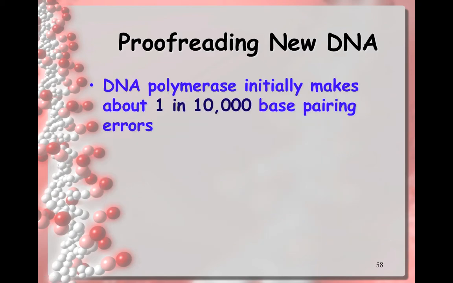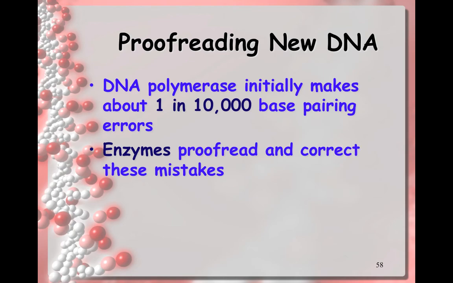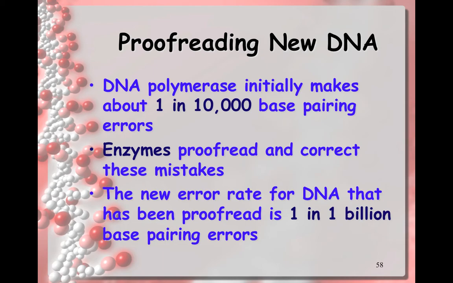Okay, so it's all in blue here, we're not going to write this down, but DNA polymerase initially makes about 1 in 10,000 base pair errors, and then the enzymes go through and they proofread and correct these mistakes. And so our new error rate for DNA that has been proofread is about 1 in 1 billion base pairing errors.